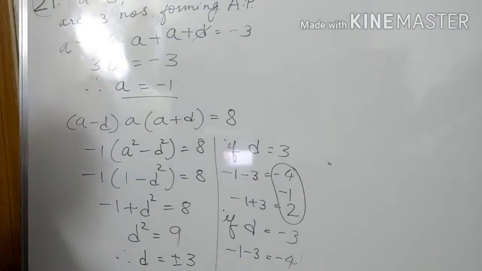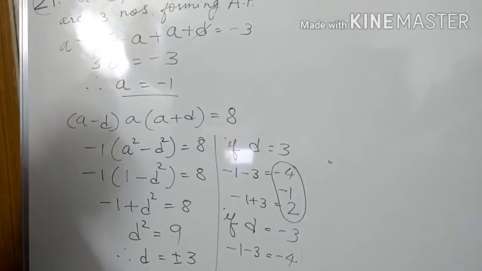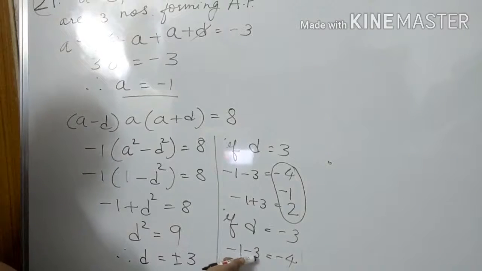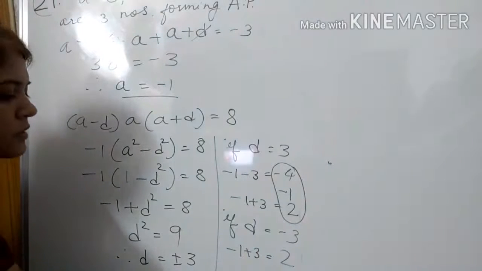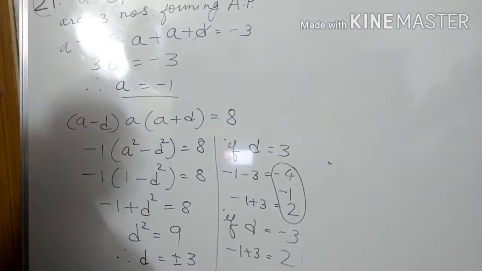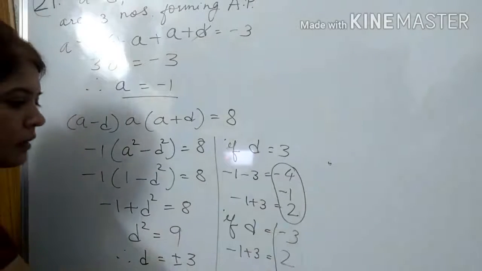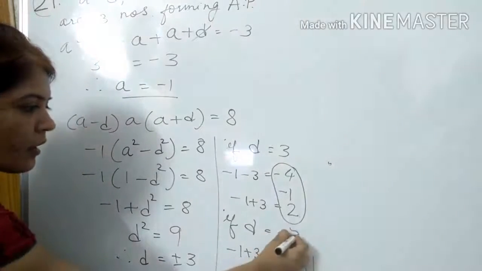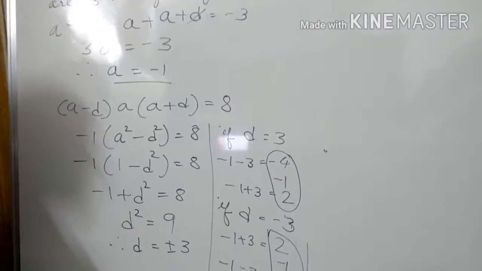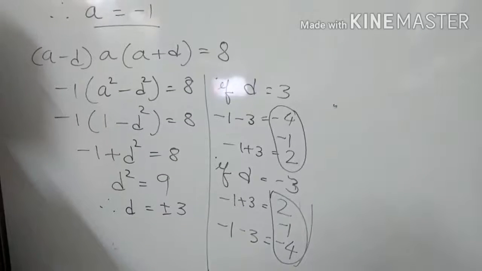So here I get 3 numbers in both the cases, as you can see. This is a minus d, minus 1 plus 3, so here I get 2, and here I get minus 4, that is a plus d, minus 1 minus 3. So this way, students, we can write all the 3 values like this. You can see all the 3 values are found here. So this is our answer.